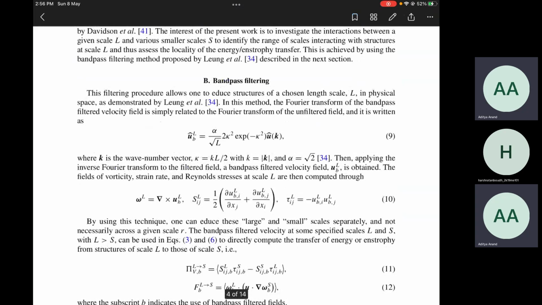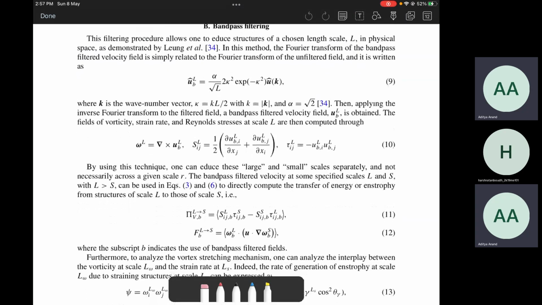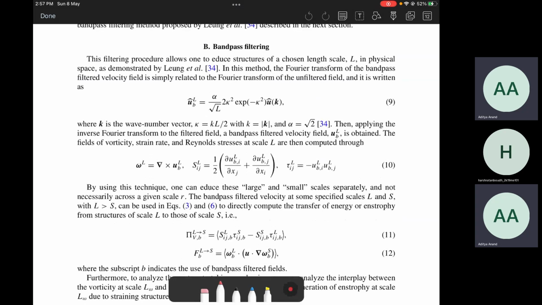You see, this equation is band pass filtering in Fourier space. You have your Fourier transform of the velocity field, then you have this function which is being multiplied to that, and you get the Fourier transform of your band pass filtered velocity field.